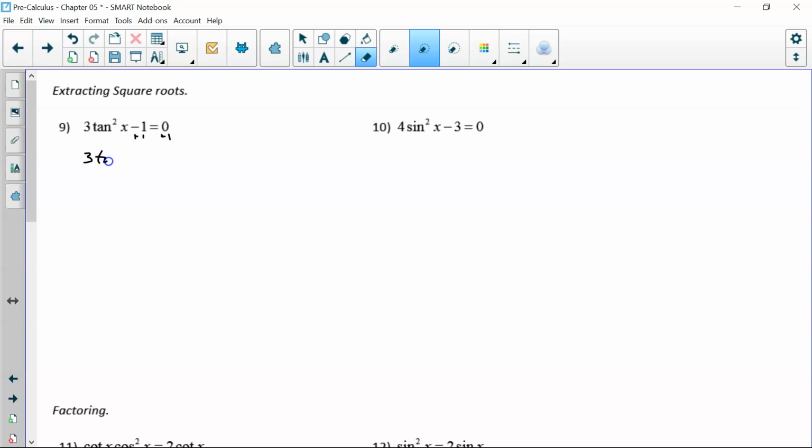So 3 tangent squared x equals 1. Divide both sides by 3. Tangent squared x equals 1/3. Now we're taking the square root of both sides to get tangent by itself. So the tangent of x equals, don't forget, two solutions, plus or minus. Now the square root of 1/3 is the square root of 1 over the square root of 3. So that's 1 over root 3. When you rationalize, multiply by root 3 over 3, you get root 3 over 3. So tangent of x equals plus or minus root 3 over 3.